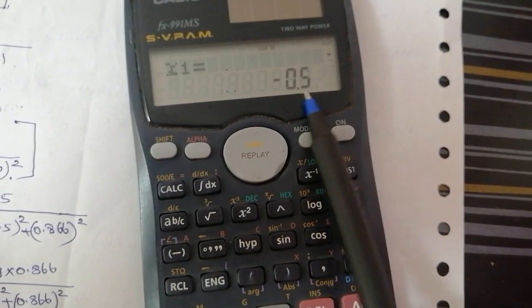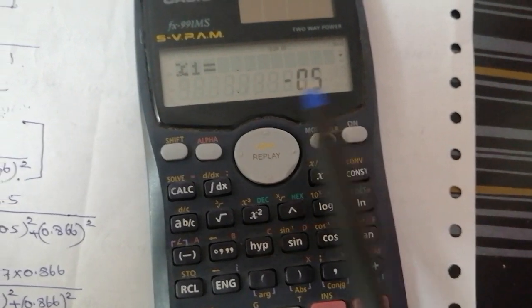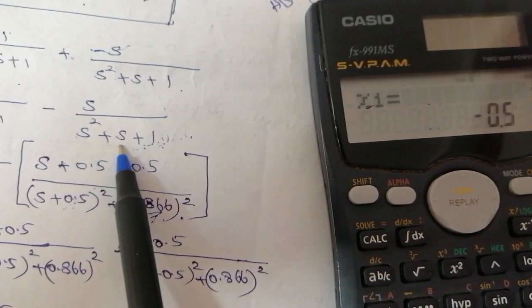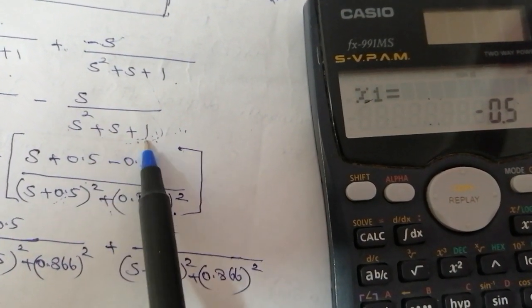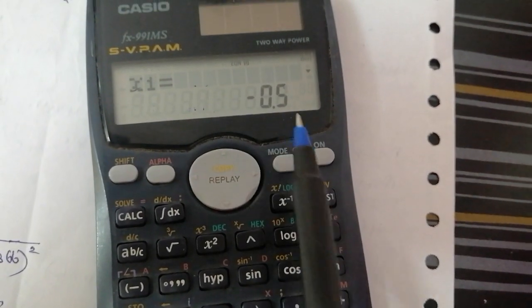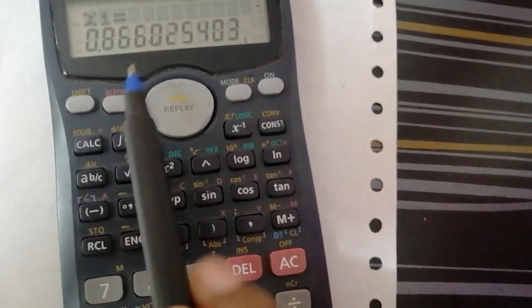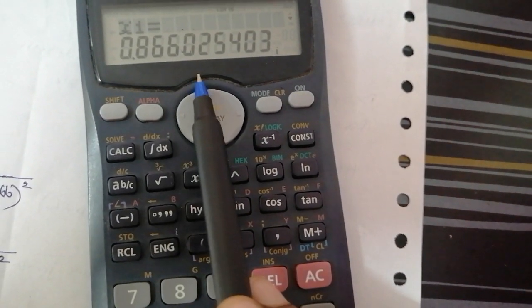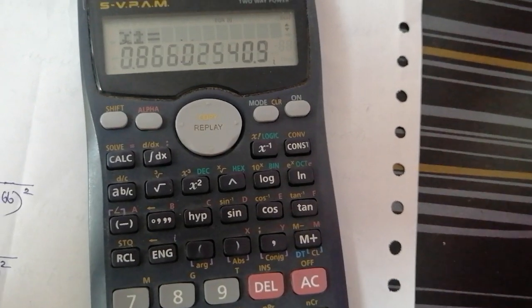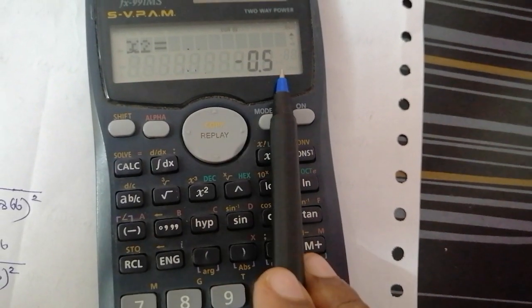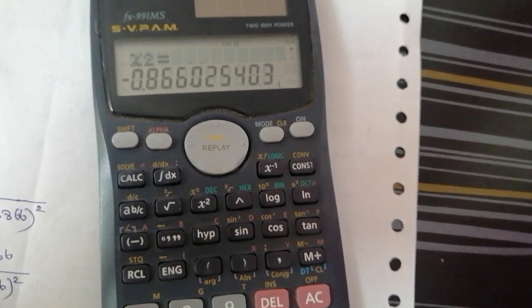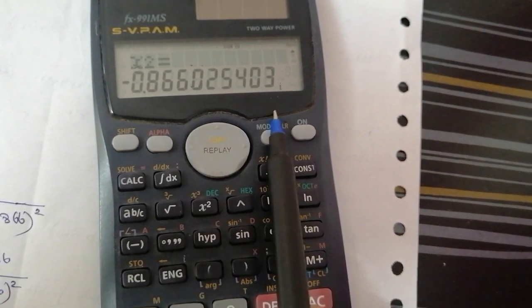So the x1 answer is minus 0.5. Here it is not a direct pole, so it must have a real term and a complex term, right? One is minus 0.5, the real term. For getting the complex term, press shift and equal. So what is that value? 0.866. This is one pole. Another pole is x2. x2 is also minus 0.5, but the imaginary term is minus 0.866i.